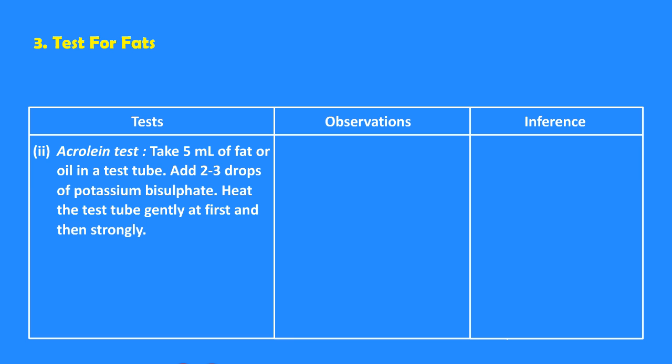Acrolein test: take 5 ml of fat or oil in a test tube, add 2 to 3 drops of potassium bisulfate, and heat the test tube gently at first and then strongly. Irritating smell: oil or fat present.